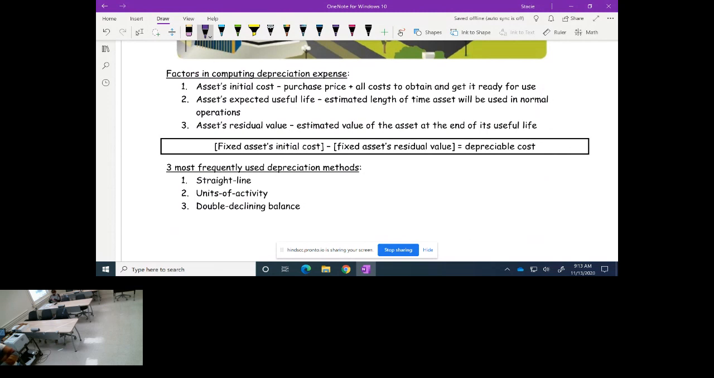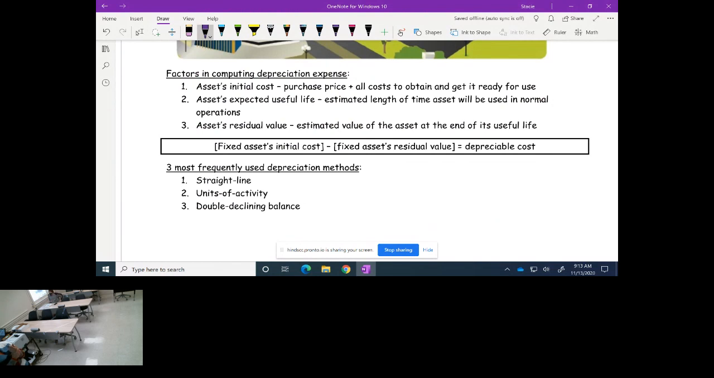And it's their typical estimated expected useful life. How long will you be able to use this asset? An asset's residual value, that's something that we're going to see when we're calculating depreciation. It's, what do you think this asset's going to be worth at the end of its useful life? Will it have any value left?